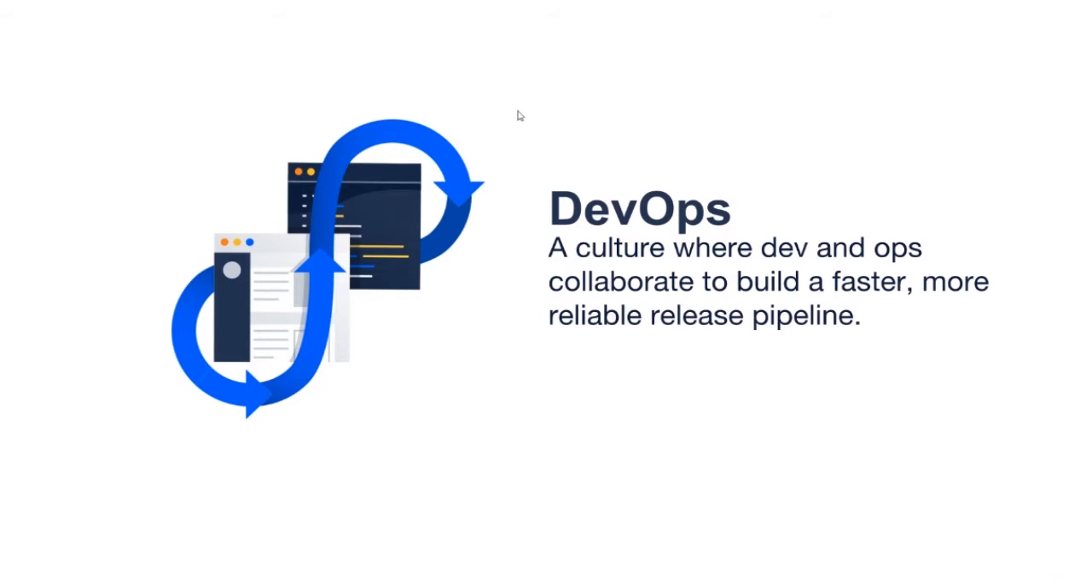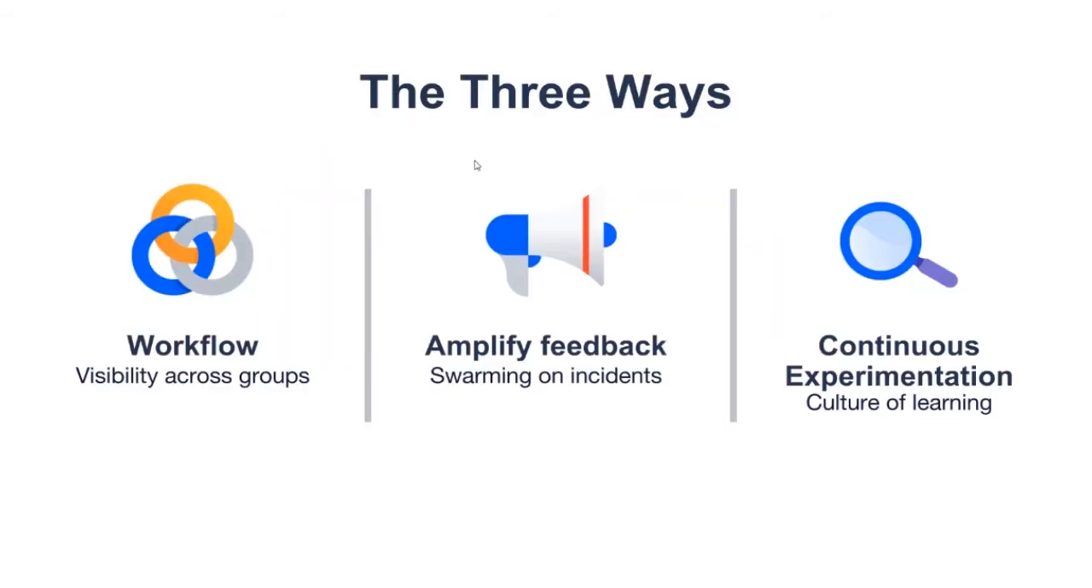Because DevOps is a culture, and I'm going to use this word a lot. It's a culture where Dev and Ops collaborate to build a faster, more reliable release pipeline. It's about shared goals, ensuring that everyone is working together towards the same target. It's about collaboration, working together. But what does that really mean in practice? Let's drill down a little bit further. DevOps is underpinned by three principles, or the three ways, as Gene Kim calls them in The Phoenix Project.